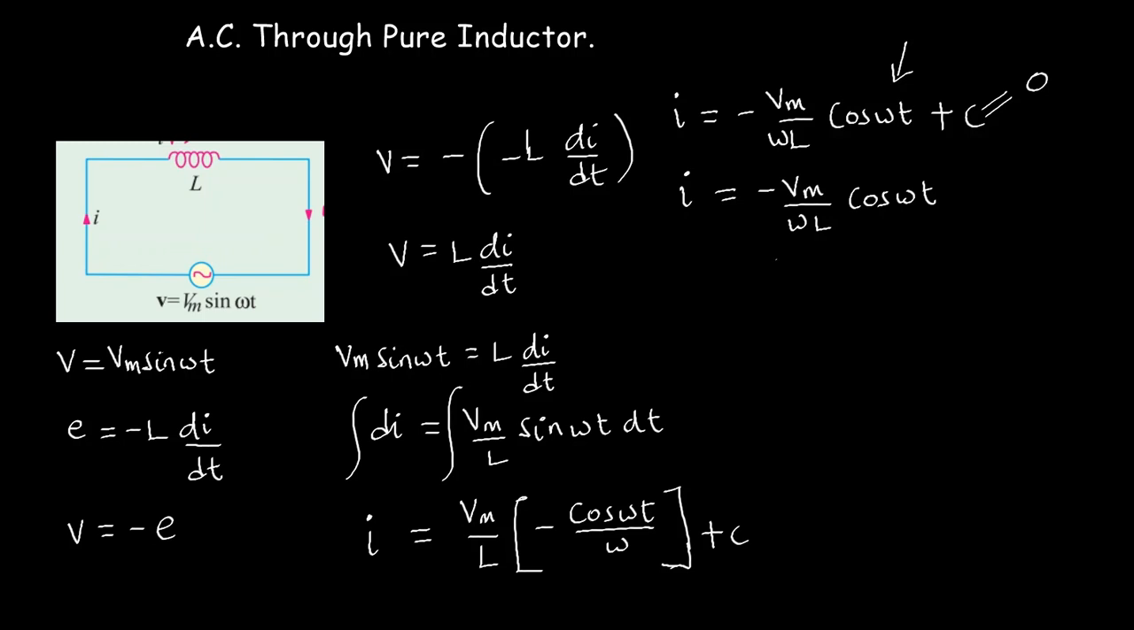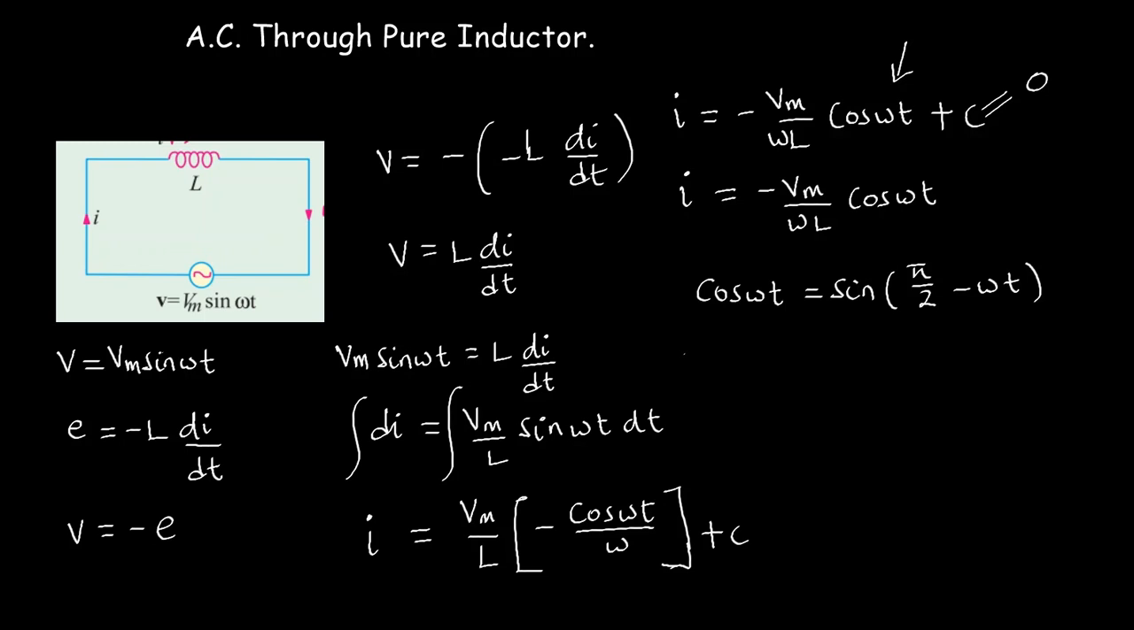Okay, so at this point, you are going to use a trig identity here. That would be: cosine of omega t will be equal to sine of pi on 2 minus omega t. This is the identity that we are going to be using. So you are going to use sine of pi on 2 minus omega t instead of cosine of omega t.